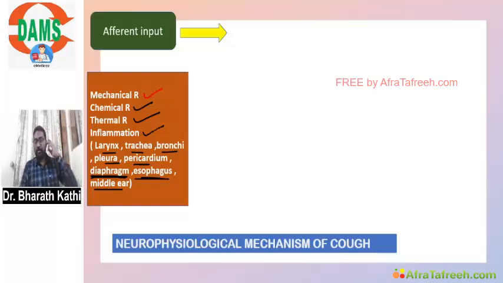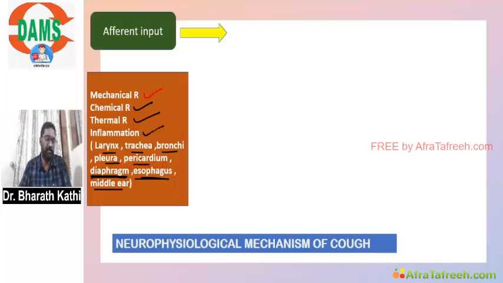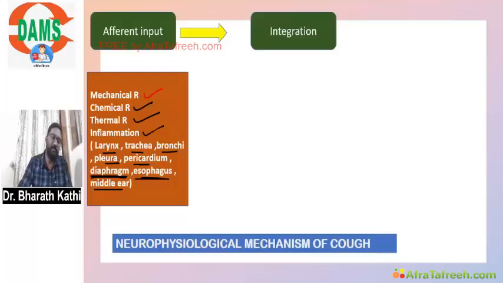So even middle ear symptoms you should take into consideration. If a patient has a severe cough and has middle ear symptoms, that can also be a reason. All this afferent input is due to stimulation of these receptors. They can be either mechanical receptors, chemical receptors, thermal receptors, or receptors which are stimulated by inflammation.